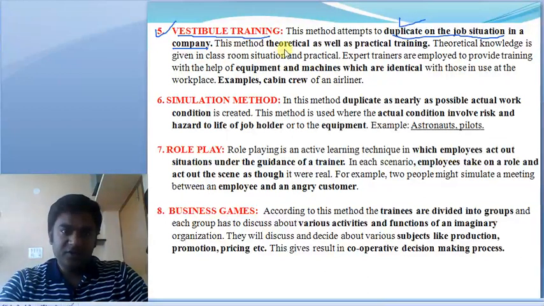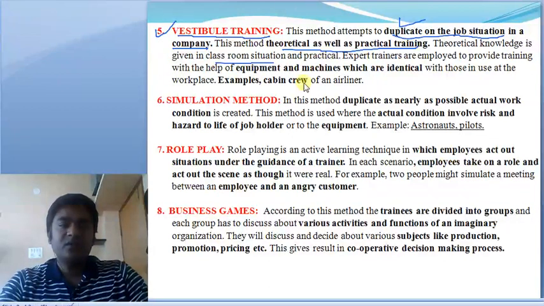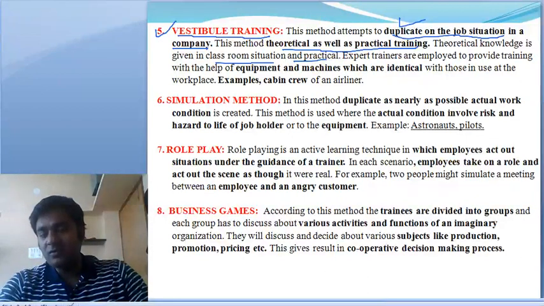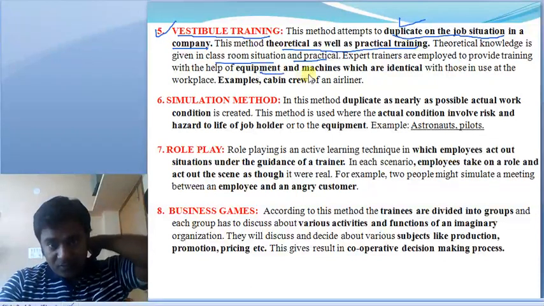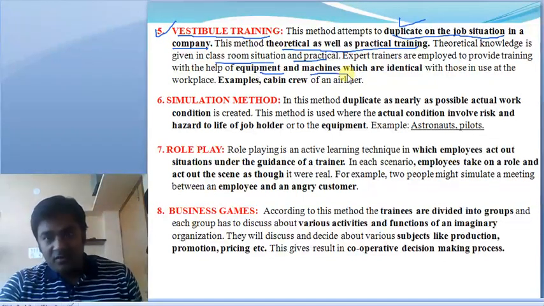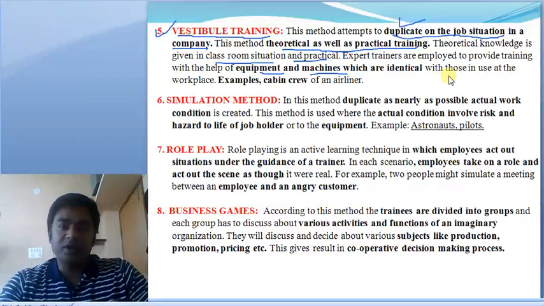In this method, theoretical as well as practical training is given. Theoretical knowledge is given in a classroom situation, and practical knowledge when the trainees are exposed to the equipments or machines which are similar to the ones that they actually use when they start working.